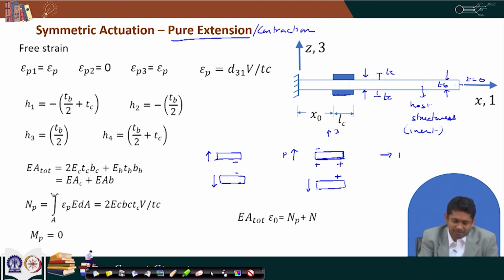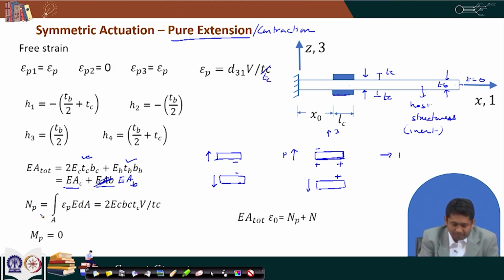Now, using the formula that we have already discussed, we can find out EA total. EA total is just the summation of the area of these constituents, and that gives us 2 EC TC BC plus EB TB BB. Now, this comes from the piezoelectric part, 2 piezoelectric patches, so we call it EAC, and this comes from the beam, we call it EAB. So, this should be actually E suffix B. So, we should write this as EA suffix B, and similarly here also it should have been suffix C.